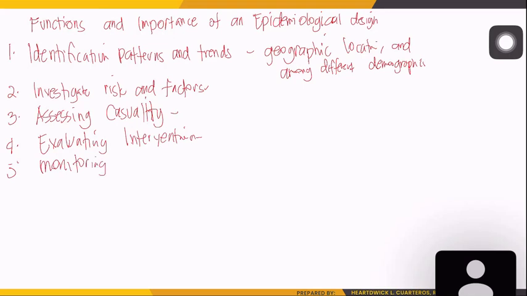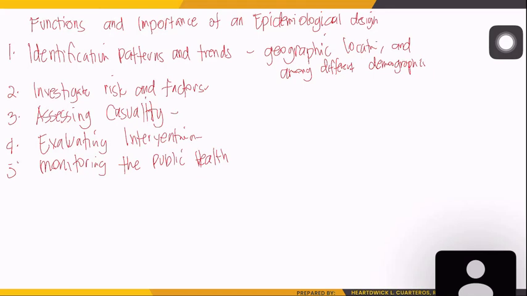Now, this is the last function and importance of your epidemiological design. What is the purpose of epidemiologists? Okay, so syempre, epidemiologists, they should monitor public health. Yun ang talagang trabaho nila. It's because we're public health. If we say public health, we tackle the health of the community. And that's why these are all the important functions of your epidemiological design.